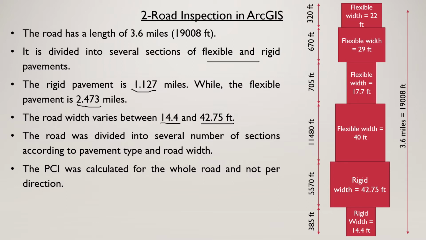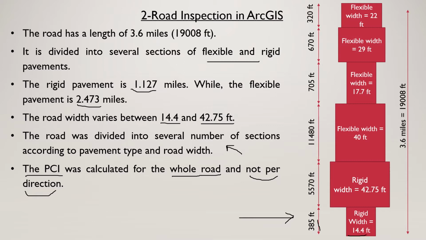It was divided into several number of sections based on the pavement type and road width, because each section will have its own PCI samples and its own calculation of cracks and digitization. It is important to say that the PCI was calculated for the whole road and not per direction as per the client's orders. For example, here the first section had a length of 385 feet.